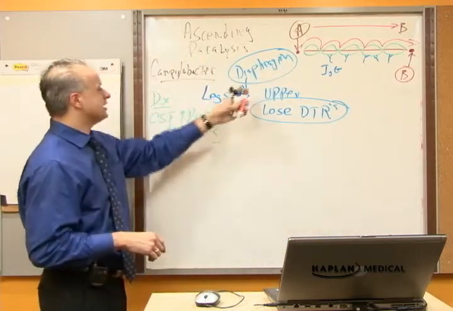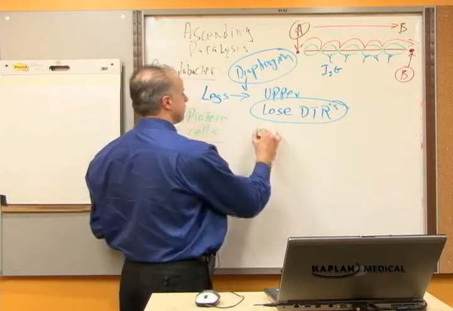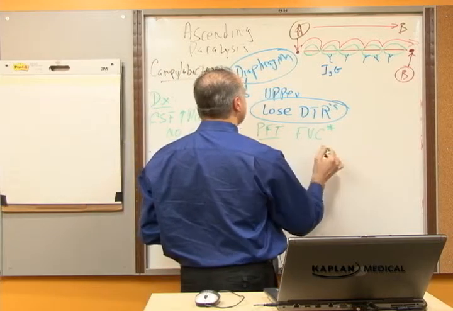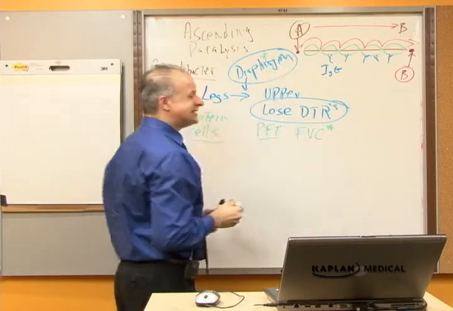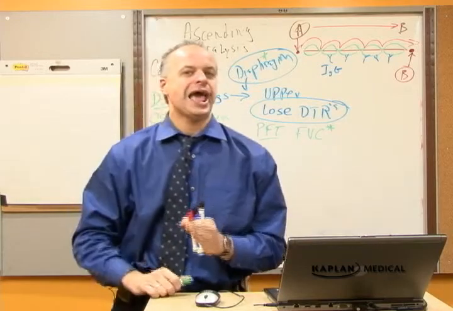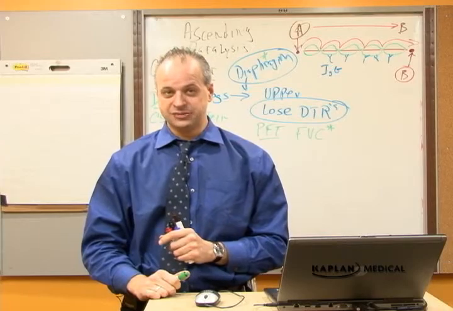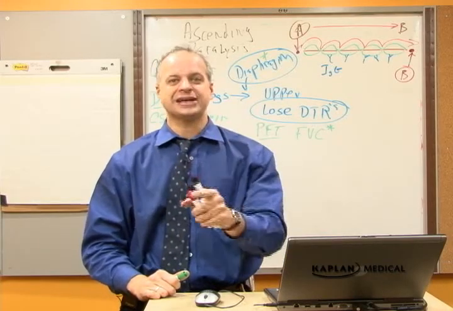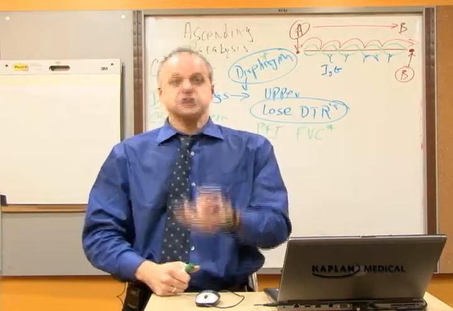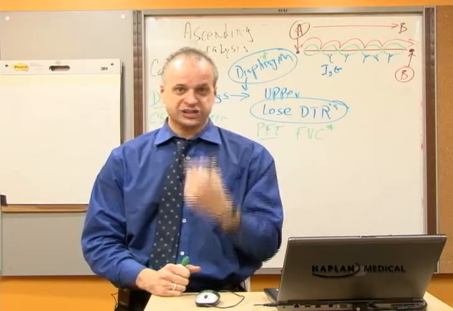Now, how do we know if someone's going to die? We do it by looking at pulmonary function tests, forced vital capacity. How do I know that your diaphragm is getting weak? Is inhalation an active or a passive phenomenon? Inhalation is active. The diaphragm must contract, constrict, push down, and suck in air.